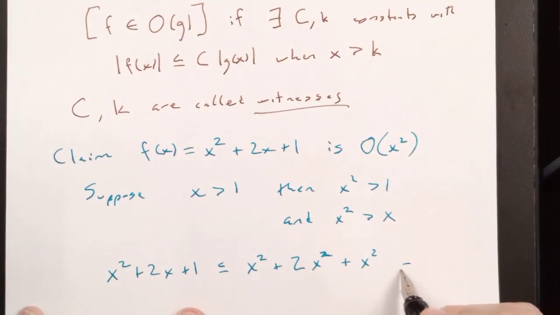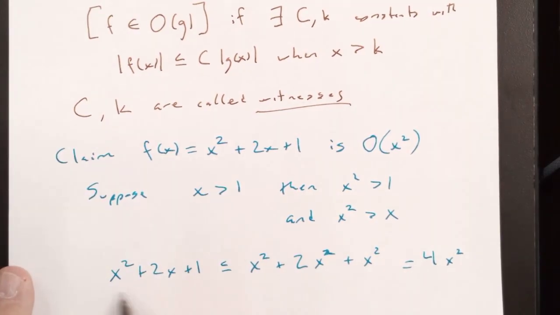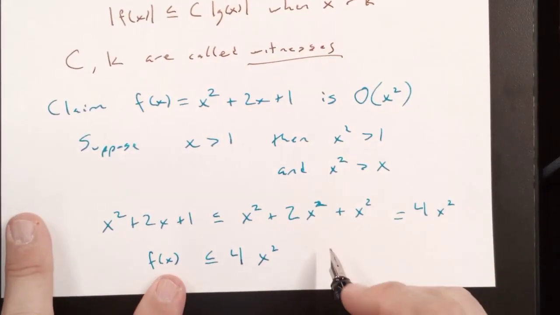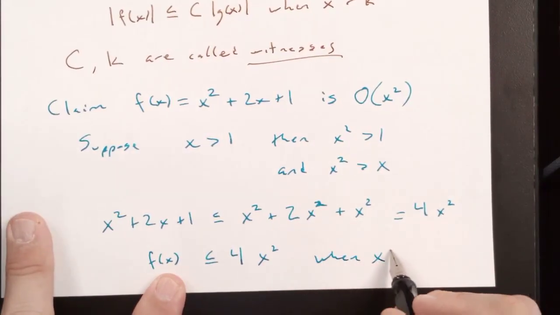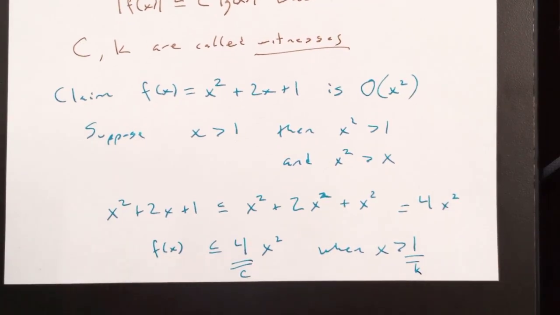But this side, that's just 4x squared, isn't it? Hey, wait a minute. f of x is less than or equal to a number times g of x. I have a c. I have a k. I found my witnesses. It worked.